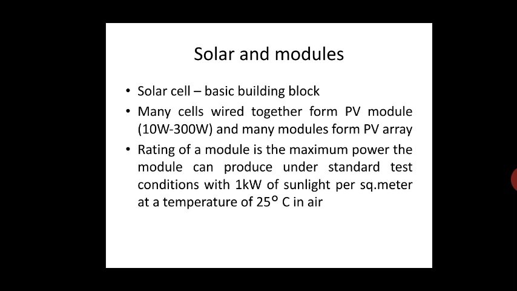The rating of the module is the maximum power the module can produce under the standard test conditions, with 1 kilowatt of sunlight per square meter at a temperature of 25 degrees centigrade. That we call the watt peak, W subscript P. So the watt peak is the maximum power that a PV module can produce at 25 degrees centigrade. Okay.